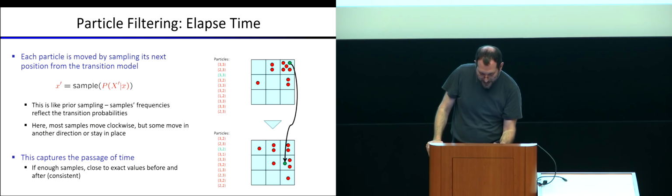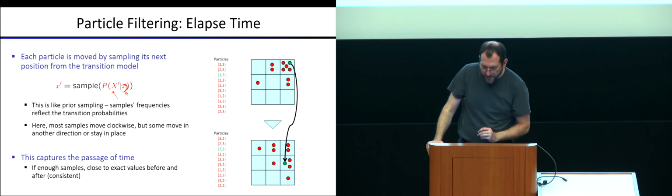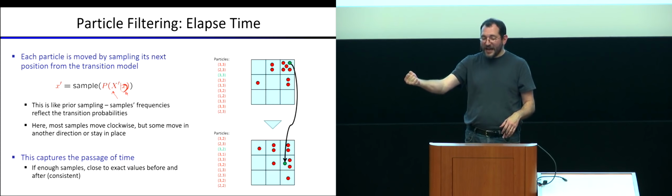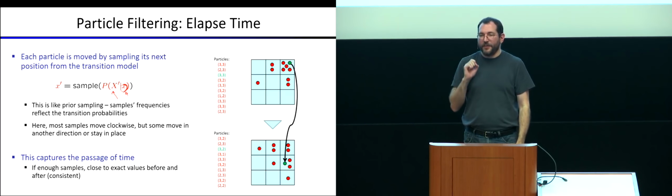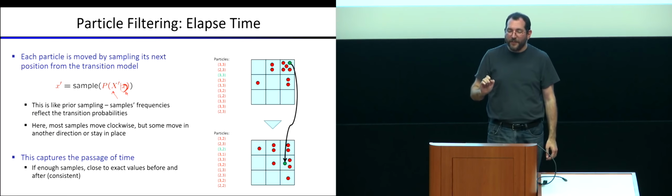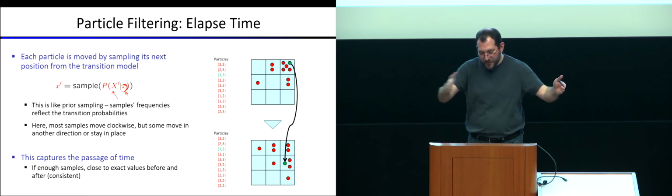For each sample x that I have right now, I'm going to take a sample of its future. If it's at value little x, I'm going to look up the transition probability and say, here are the probabilities of the various x primes, and then I'm going to sample. I'm going to use the multinomial sampling that we had before. I'm going to take a uniform distribution from 0 to 1.